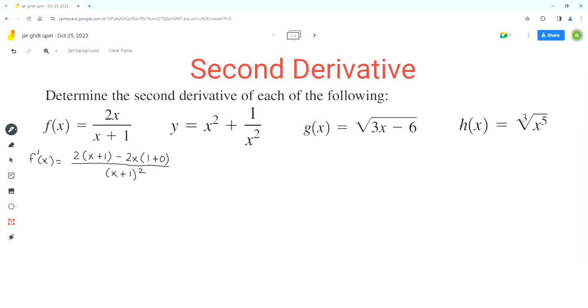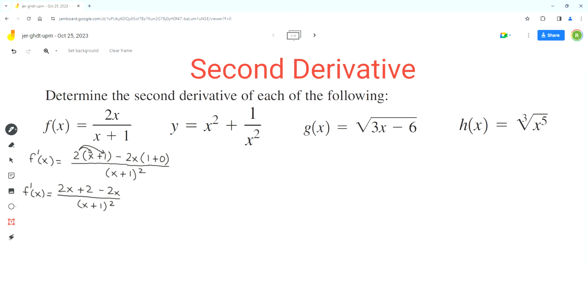Now we can simplify the numerator by distributing the 2 in the parentheses. So we get f prime of x equals, so 2x and then plus 2. Now in the second part, 1 plus 0 is 1. So 2x times 1 is just 2x. So we just get 2x in the second part over (x plus 1) squared.